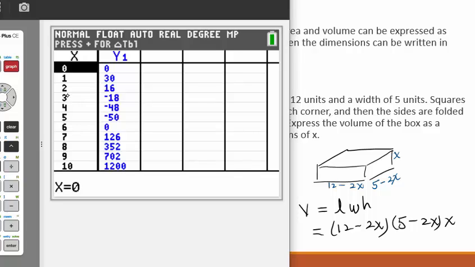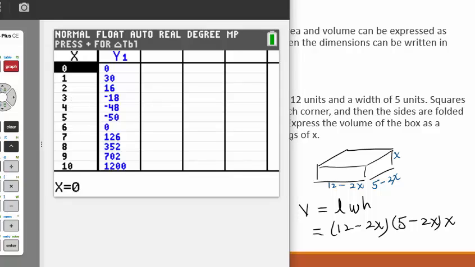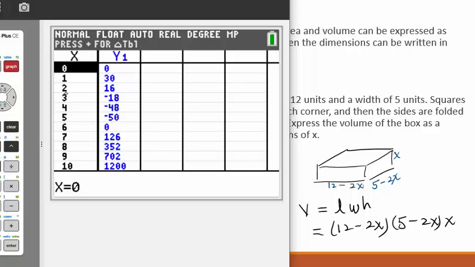But once the height is too large, based on these expressions, 12 minus 2x and 5 minus 2x should not be negative, and a 3, 4, 5, etc. would produce those negative side lengths, which is not possible.